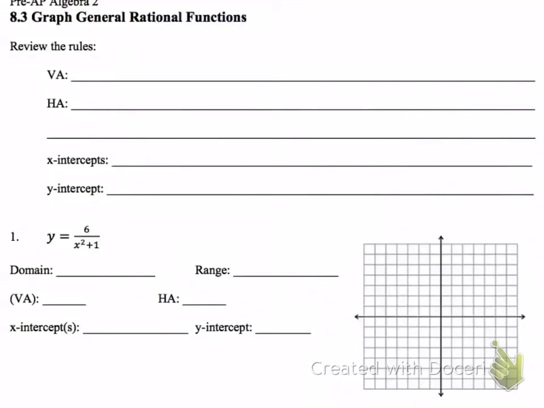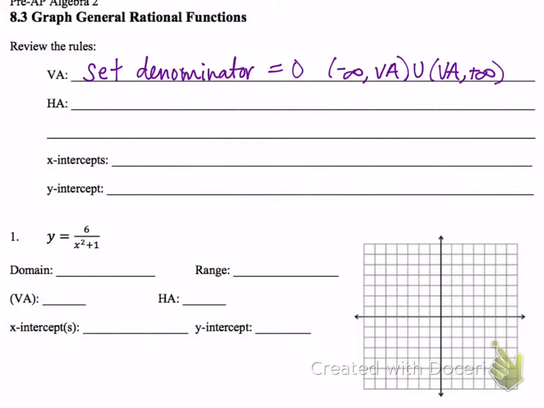For vertical asymptote, if I were to find that kind of like in 8.2, for vertical asymptote, you set the denominator equal to 0. And then that causes your domain to be negative infinity to your vertical asymptote, union, vertical asymptote to positive infinity. And so that is kind of the rule for domain, if you recall from last time.